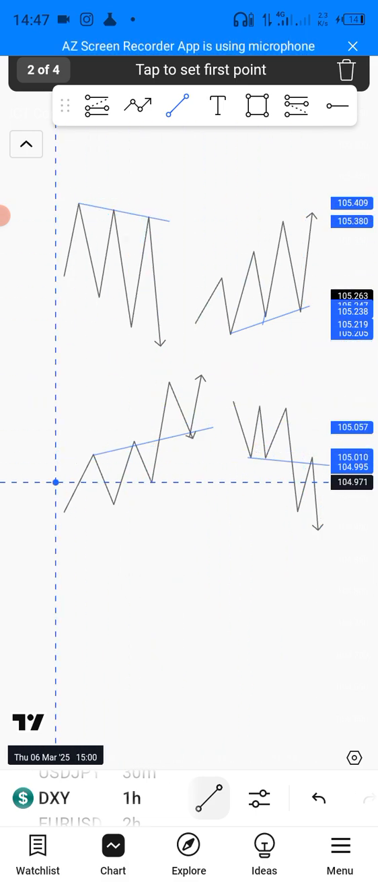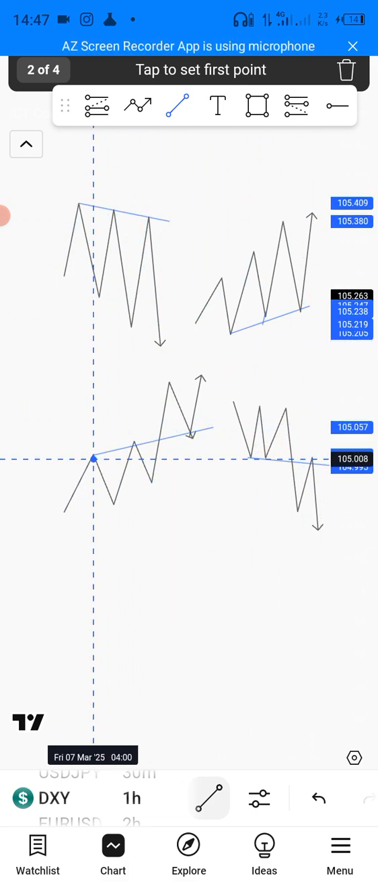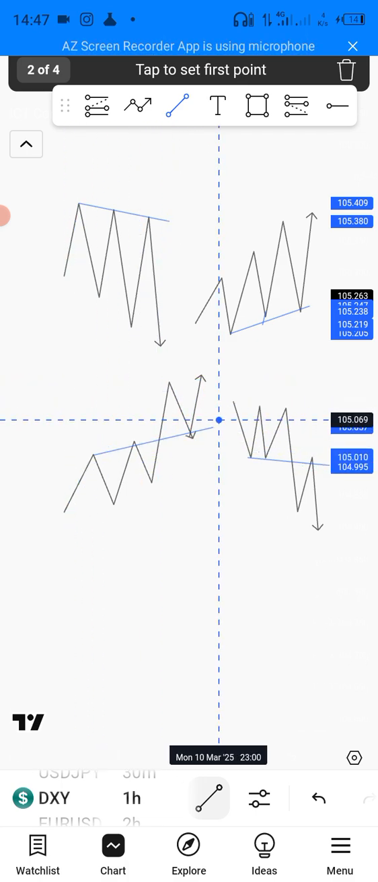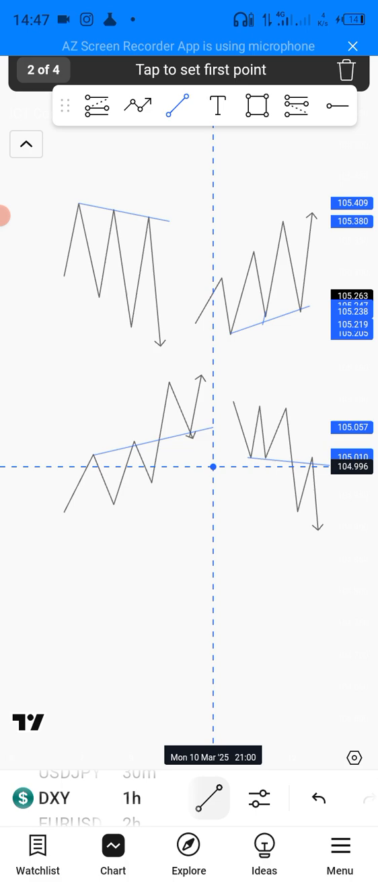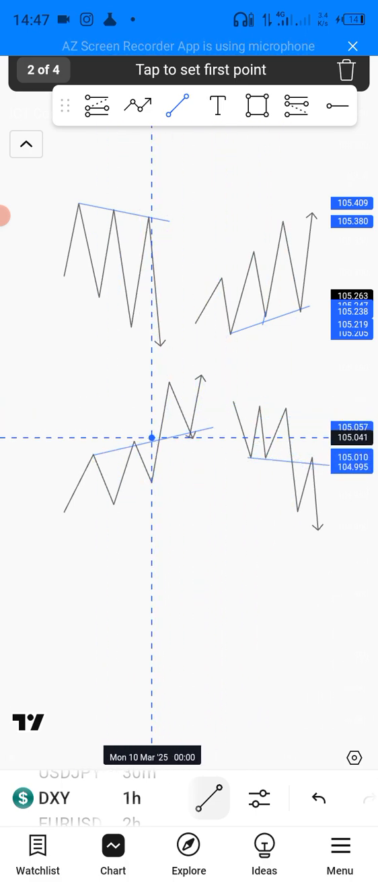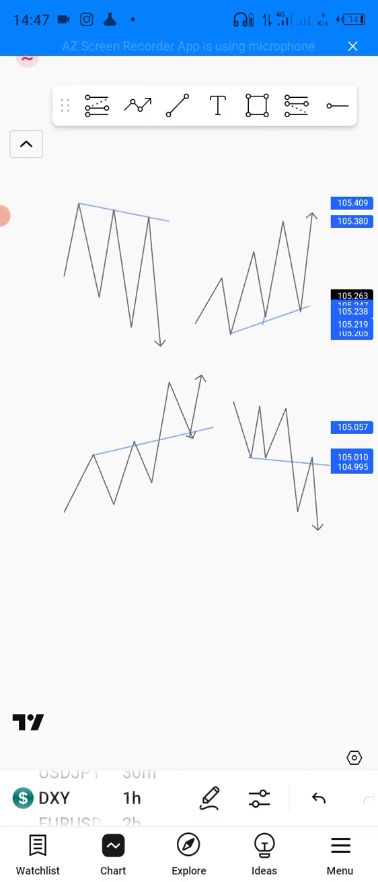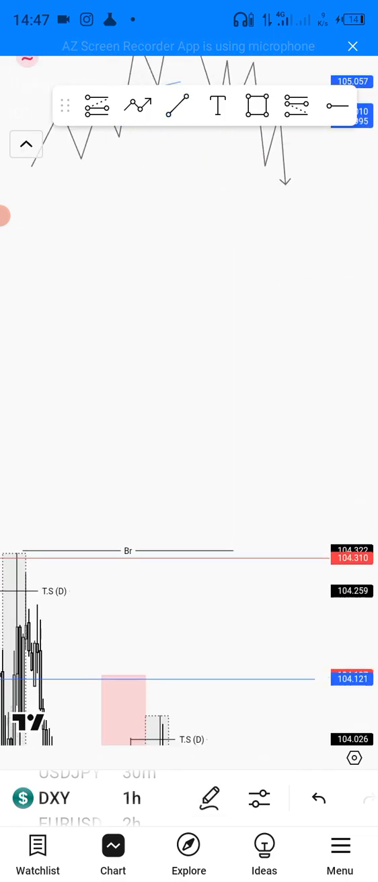Now this is a break and retest trend line. You're having two touches, the market breaks it, and then the market retests it. So use this trend line. Then you have this one also, which is the inverse of this one. This is for the bullish case and this is for the bearish case for trend lines. Now take a good look at these pictures because we'll be replicating them in the chart just now.